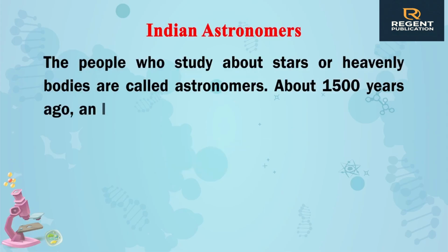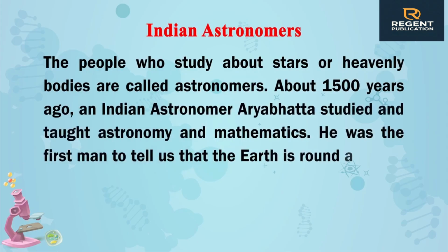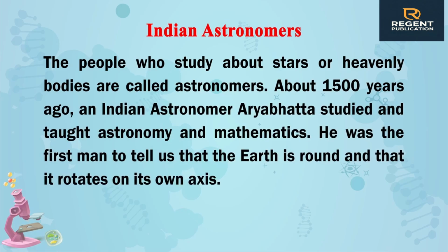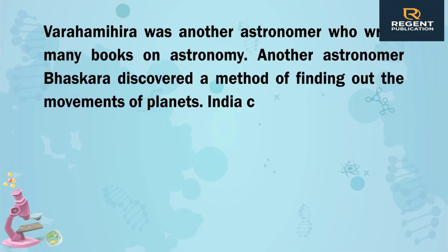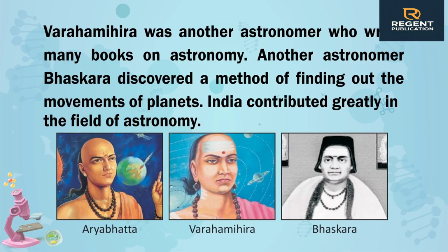Indian astronomers. The people who study about stars or heavenly bodies are called astronomers. About 1500 years ago, an Indian astronomer, Aryabhatta, studied and taught astronomy and mathematics. He was the first man to tell us that the Earth is round and that it rotates on its own axis. Varahamihira was another astronomer who wrote many books on astronomy. Another astronomer, Bhaskara, discovered a method of finding out the movements of planets. India contributed greatly in the field of astronomy.